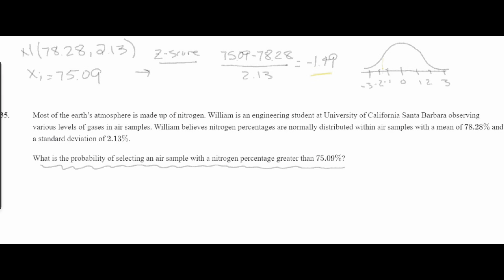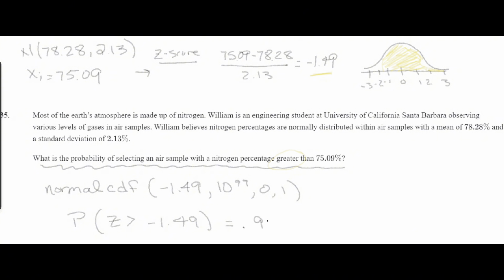So if we take a standardized look at our probability density curve, it looks like that, and we would have to draw that. And remember, it says greater than. So I'm going to do normal CDF using our standardized information, and we end up getting, look at this notation here, make sure you do that, 0.932.